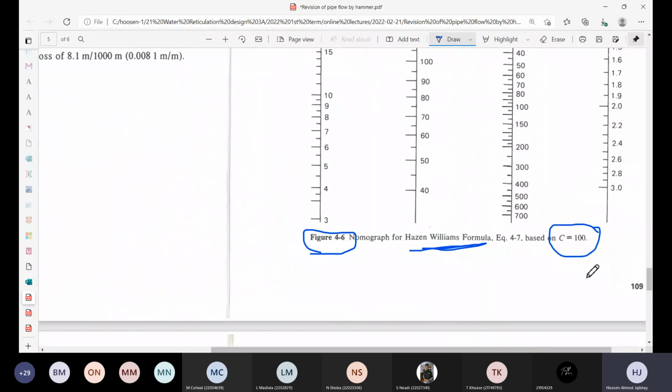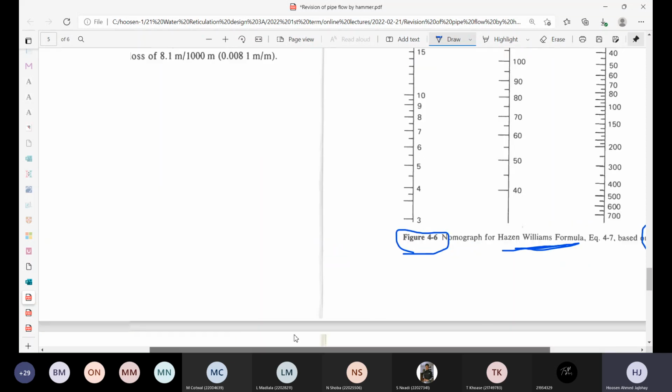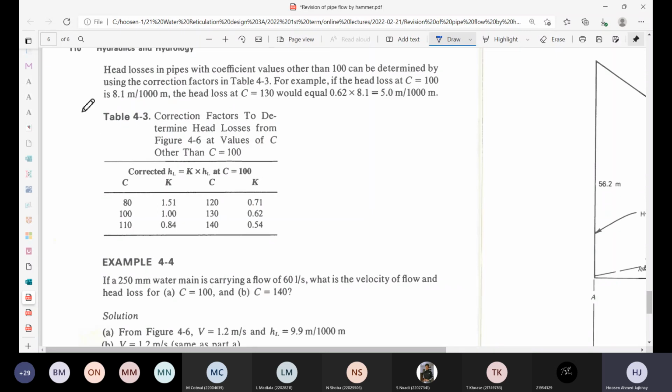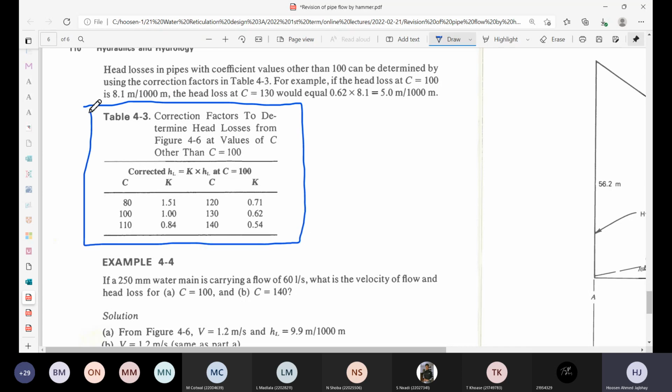So what if you have a different value? What if you have a value of C equals 130 or 120? Then in the notes on the next page, you're given a correction. Table 4.3 gives you the correction factors for different values of C. It tells you the correction factors to determine head losses from that. So if you want to determine the head loss in the pipe, and that's what you're normally interested in, how would you correct that? This is what's in this table.